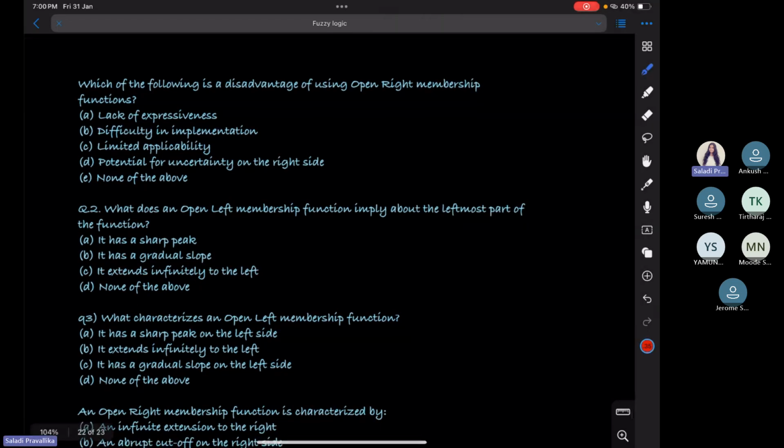So which of the following is a disadvantage of open right membership function? Please give your answers. So what do you think is the right answer for this? What is a disadvantage of open right membership function? So let's draw a graph of this. So this is the open right membership function. What is the main disadvantage of this membership function?